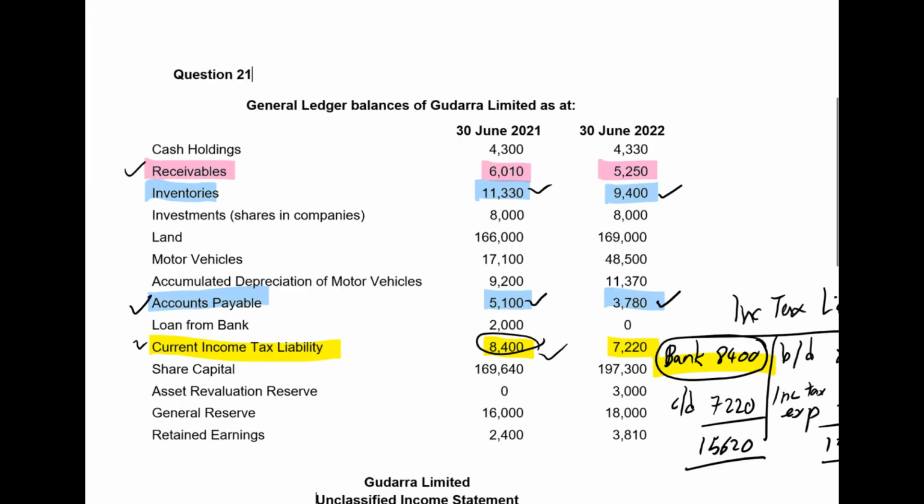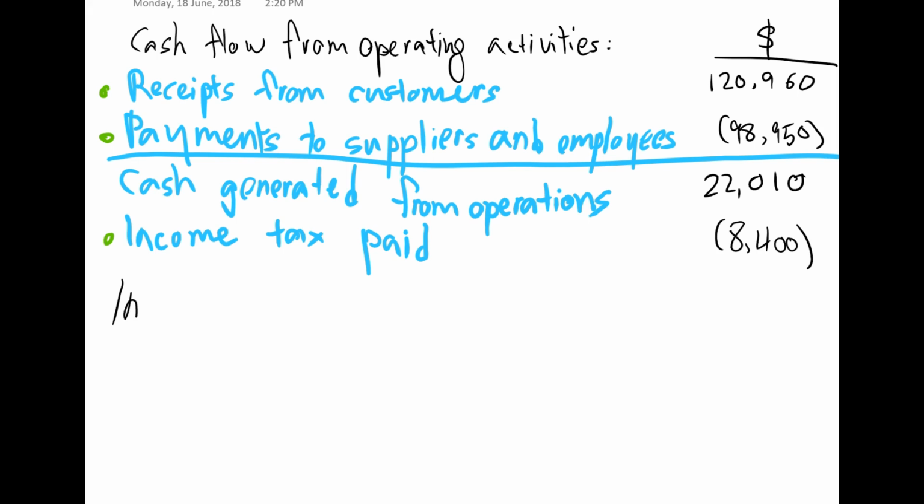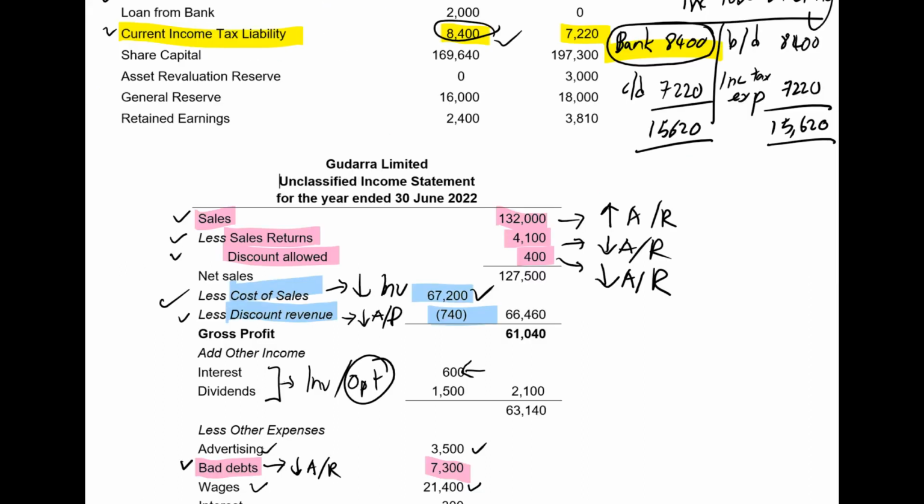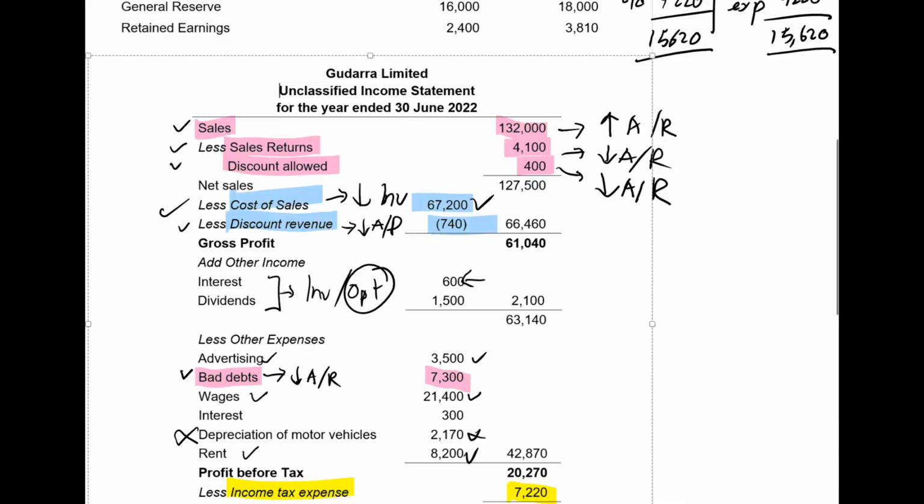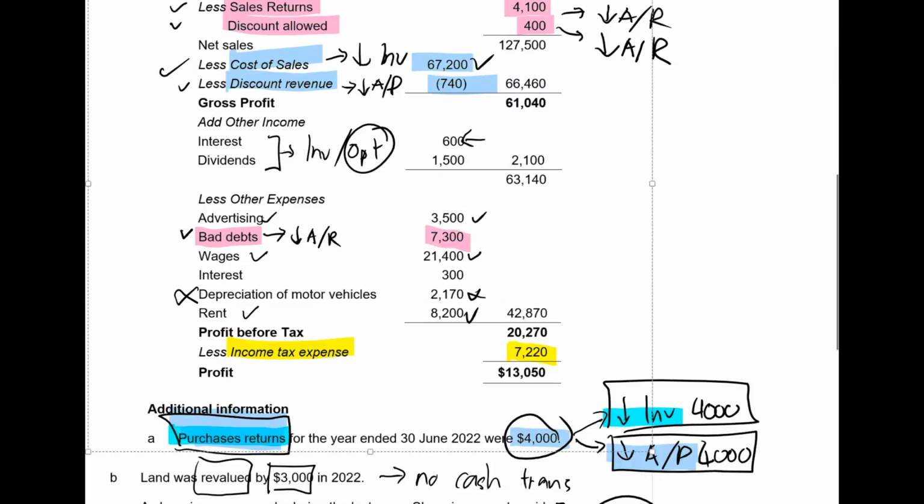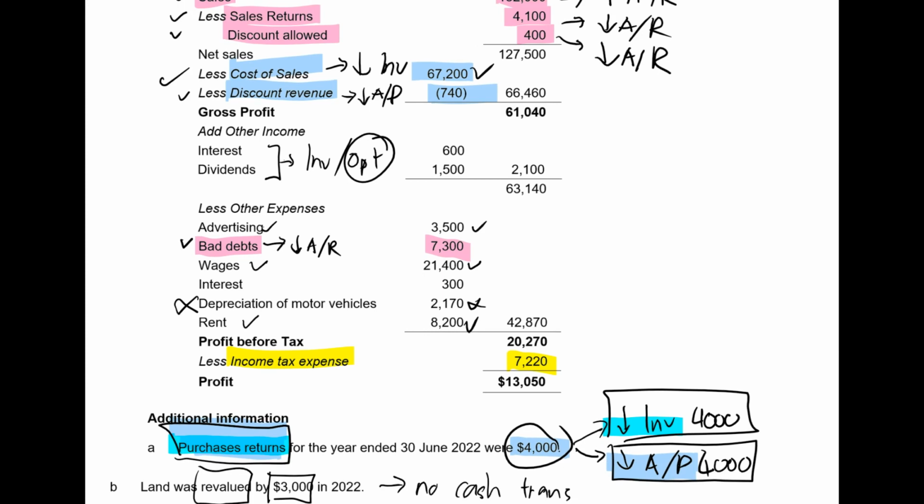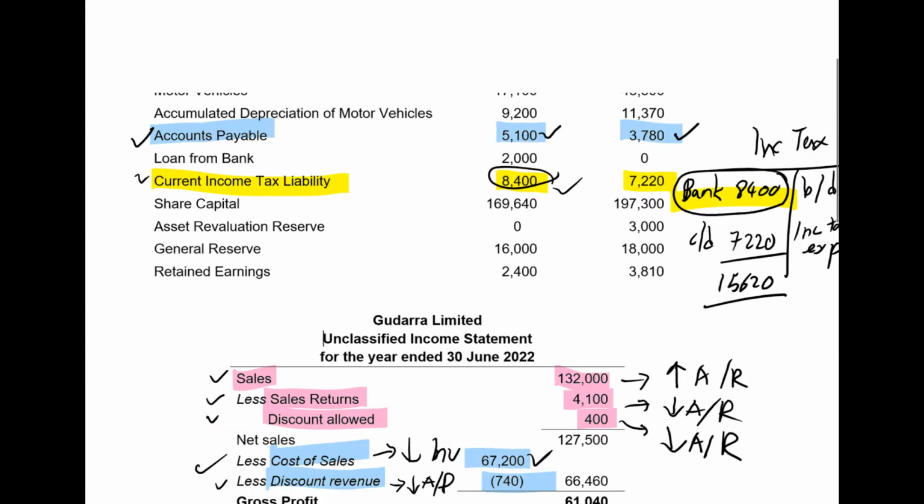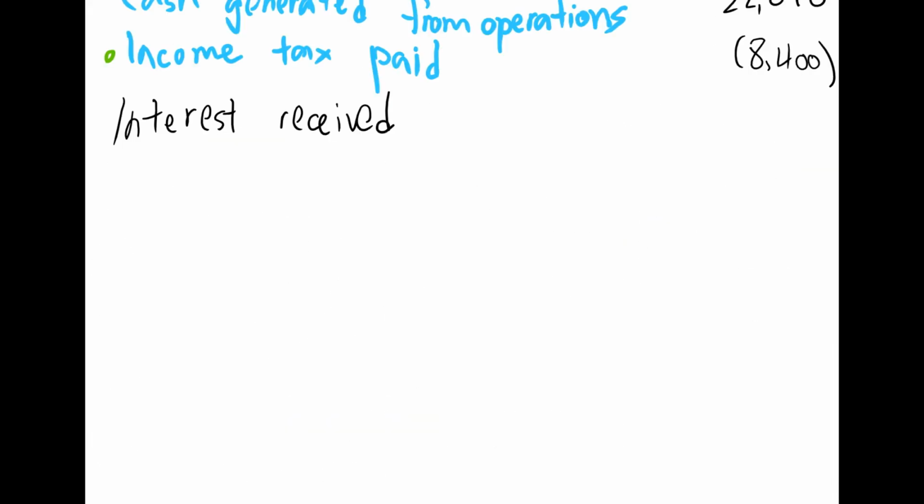We call it interest received. This will be $600. Interest received is $600, this figure over here. In this question there is no accrued or unearned interest income, so your interest received will be 600. It's a positive figure because money is coming in.